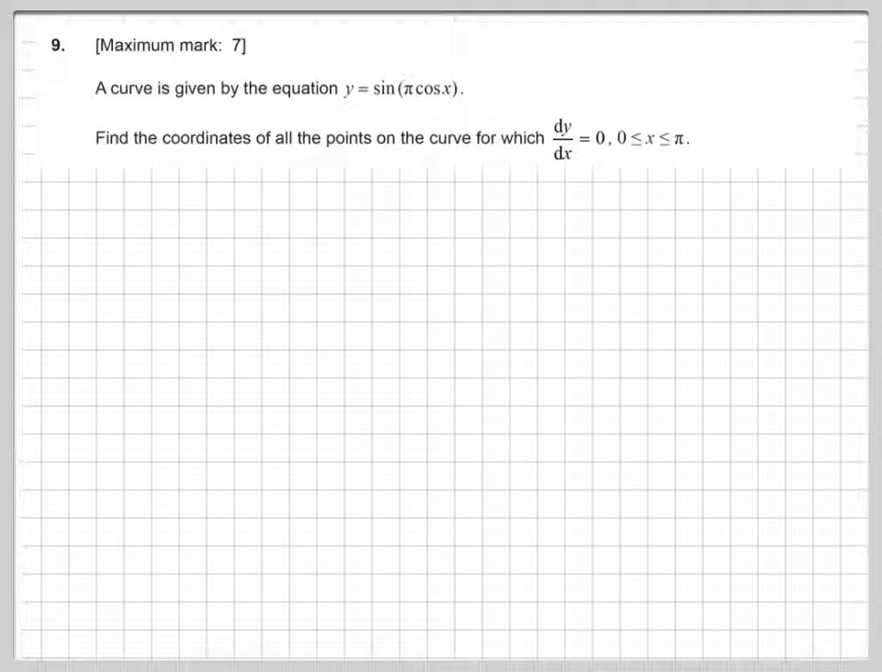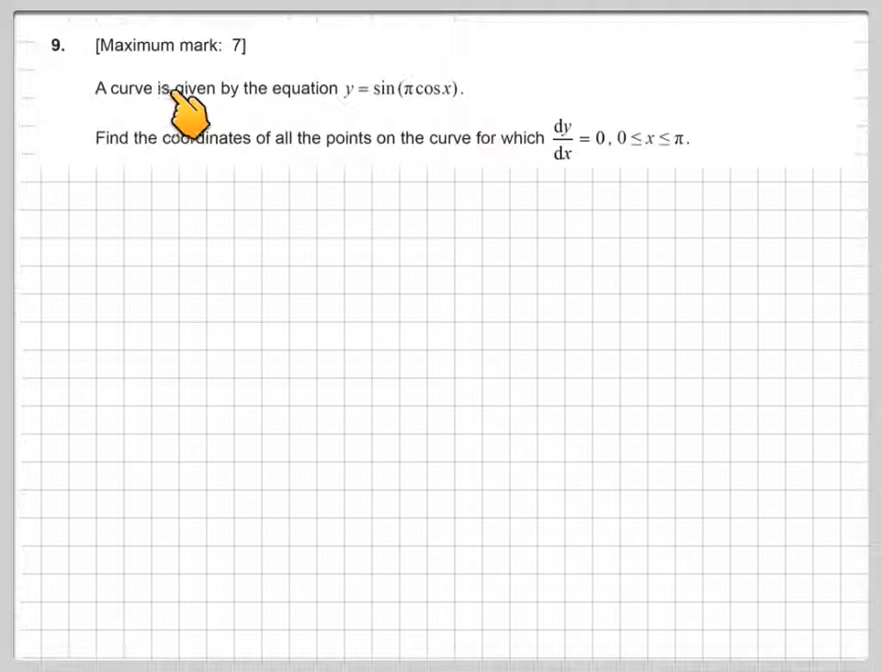Hi, in this video we're going to do a little bit of differentiation of a trig function using the chain rule. We're going to put the differential equal to 0, and then find a trig equation and solve it. So this is about making links between two different parts of the course.